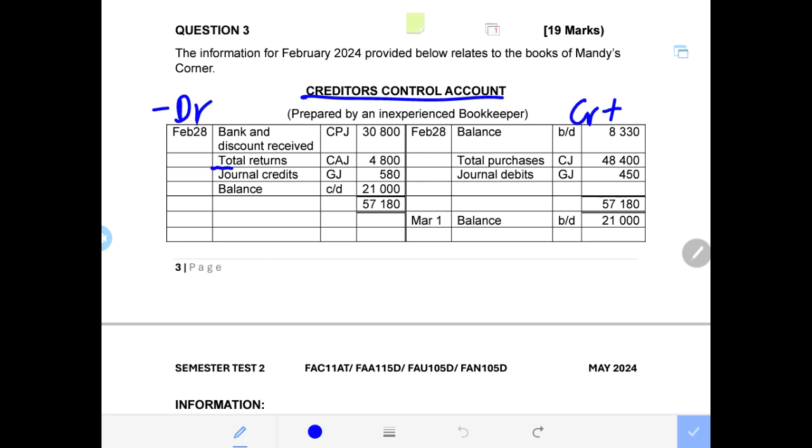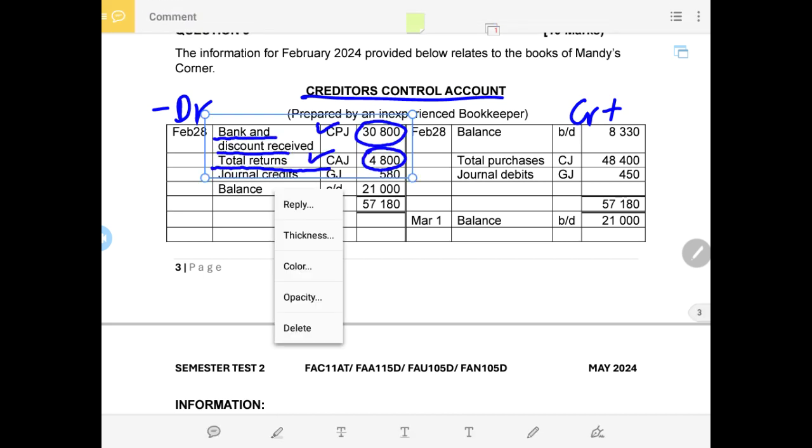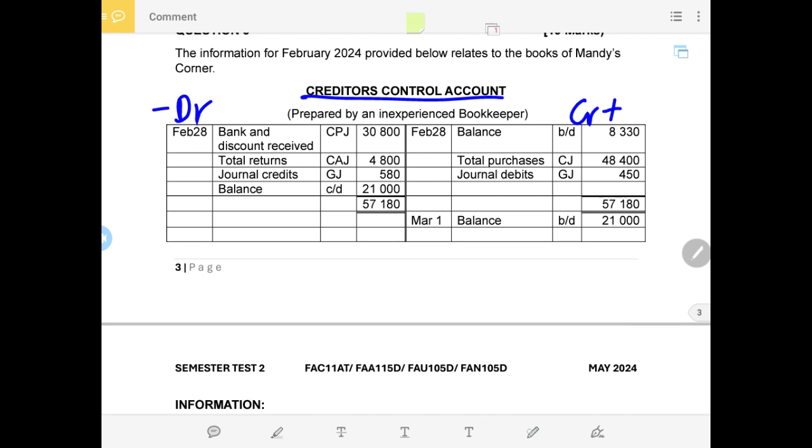We have our total returns. Our total returns are sitting at 4,800. Returns, they are fine. When we return goods, they get recorded on the debit side. Similarly with the previous one, when we pay our creditors, this gets recorded on the debit side. So these two entries are recorded on the correct side, and I also assume that the amounts are correct.